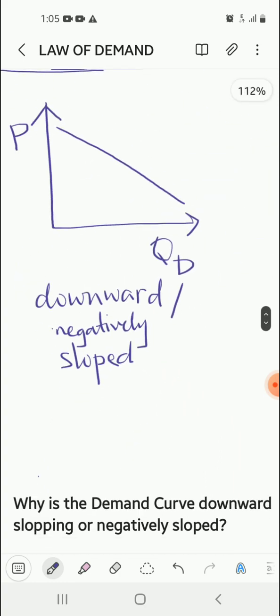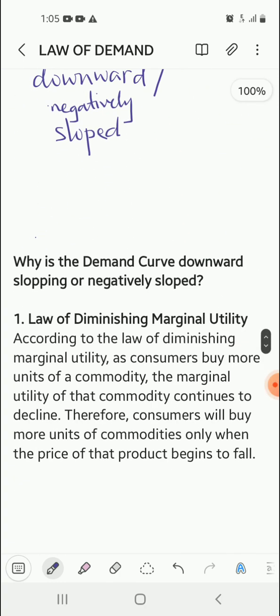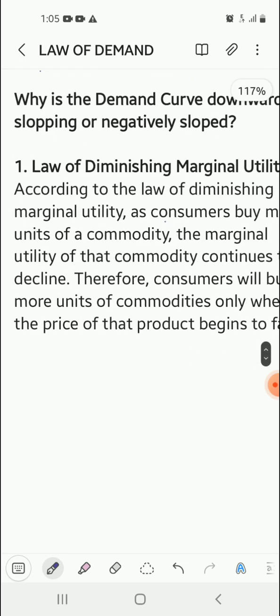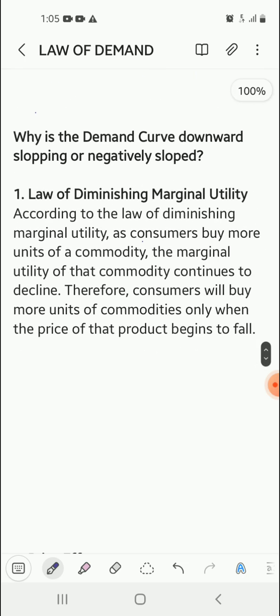And other than that, there are certain more points to it. We are going to find the answer for why the demand curve is downward sloping or negatively sloped. So the reason behind the shape of the demand curve. Now the first point that we have is the law of diminishing marginal utility. First, when we are discussing this law, we have to understand the meanings of these two terms that we had come across.